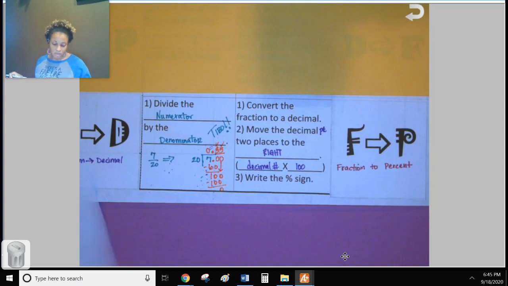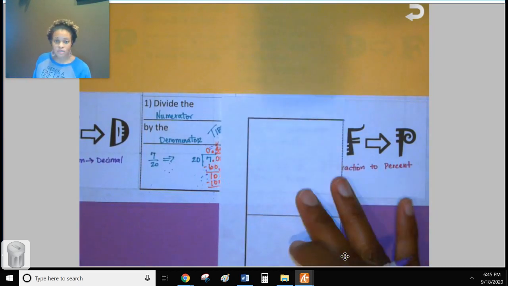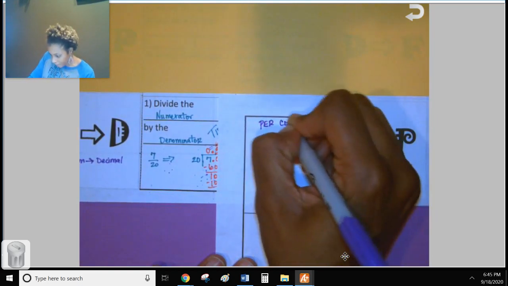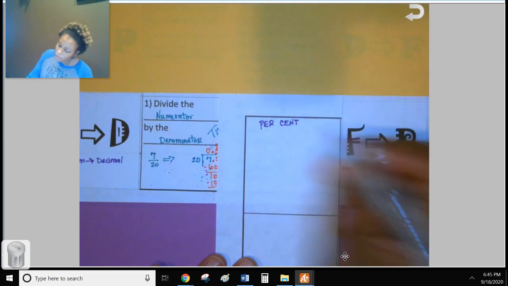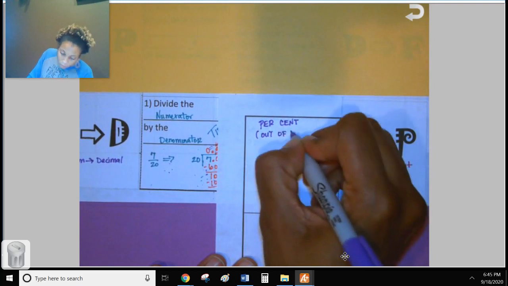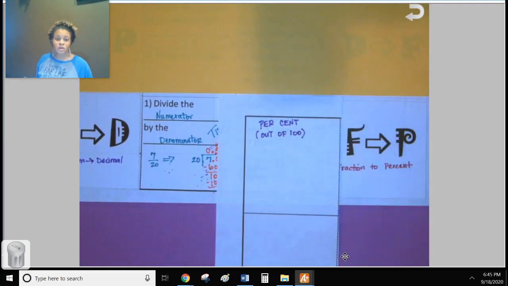So let's get some examples. First of all, we need to know what percent means. Percent means out of 100. Okay? So percent is out of 100. Percent means out of 100.